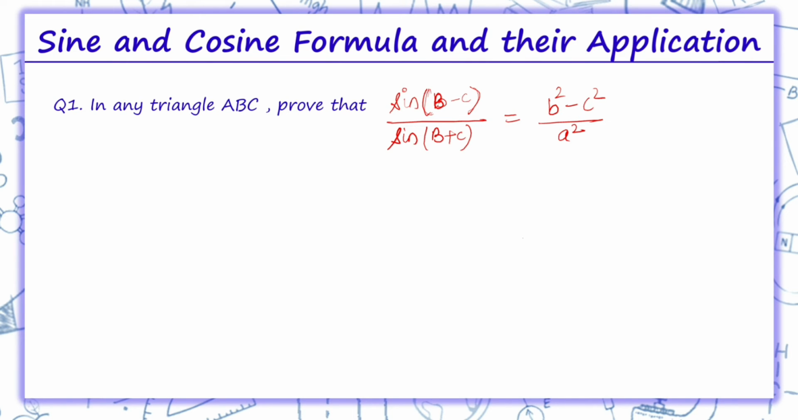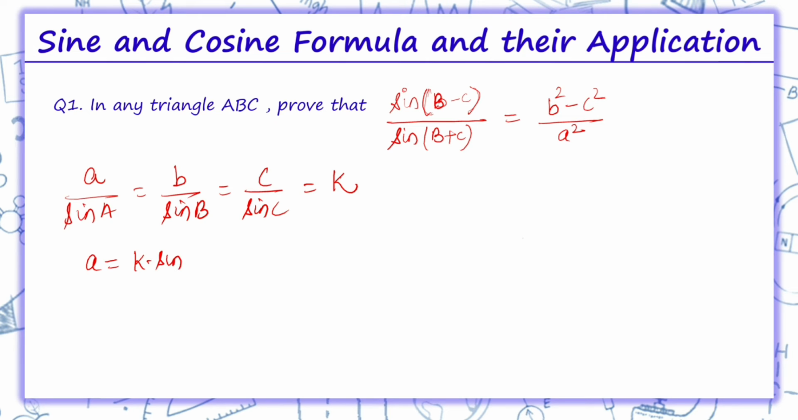The first question is: in any triangle ABC, prove that sine of B minus C upon sine of B plus C is equal to B square minus C square upon A square. As we saw earlier, A upon sine A, B upon sine B and C upon sine C, by the sine rule, is written as K. So the value of A will be K into sine A. Similarly, B will be K into sine B and C will be K into sine C.